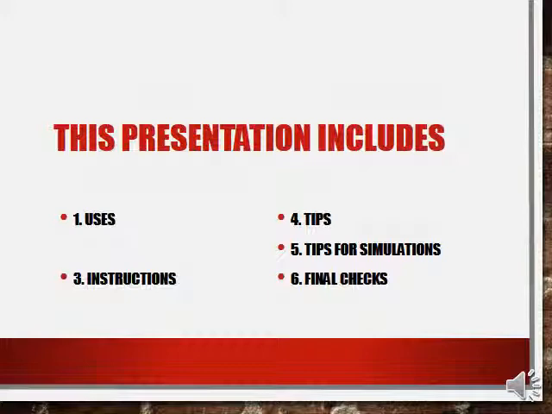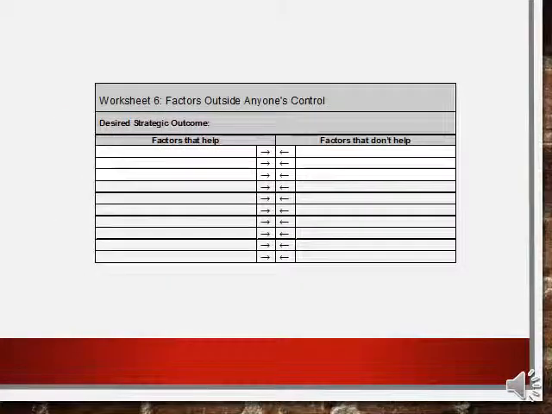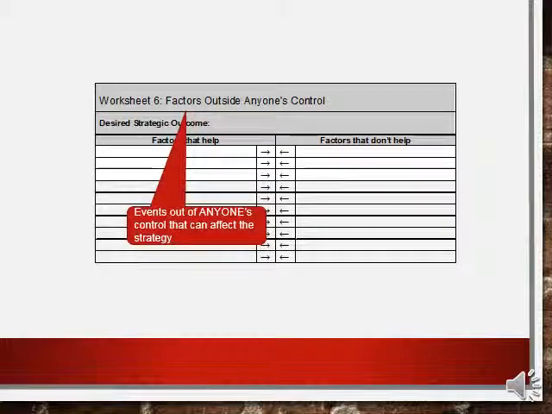In section 2, we'll look at the definitions needed for the worksheet. For Worksheet 6, there is one definition, but it is very important. What is a factor? A factor is an event out of anyone's control that can affect the outcome of the strategy.